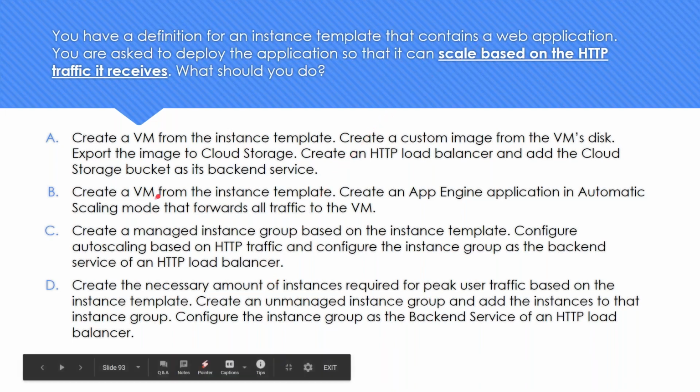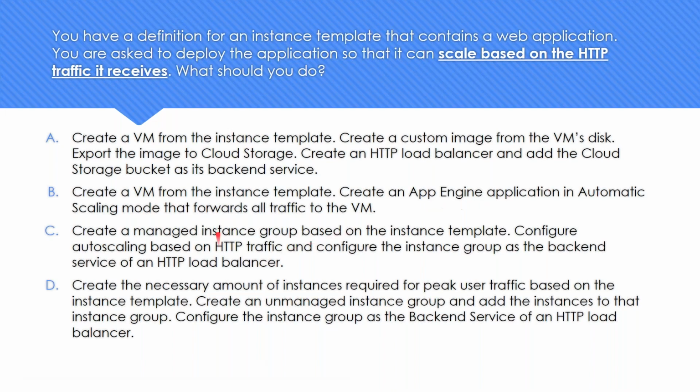So create a VM instance from the instance template. Create an App Engine in automatically scaling mode that forwards all the traffic to the VM. Now, the thing is that here there are two products used. So two different products. One is an infrastructure as a service. The other one is platform as a service. Some of you got confused with option B. So two products. Now, if you're going to use these two products, it's not going to work. So they're not going to communicate with each other.